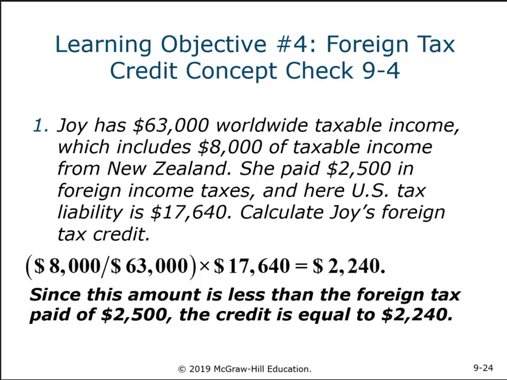So out of the 17,640, $2,240 of her tax liability is due to the income she earned in New Zealand. She can take a credit of the lesser of the $2,500 she paid in New Zealand on that income, or what she would have paid if she had earned it in the United States. And so she takes the smaller of those, which is $2,240 in this case.